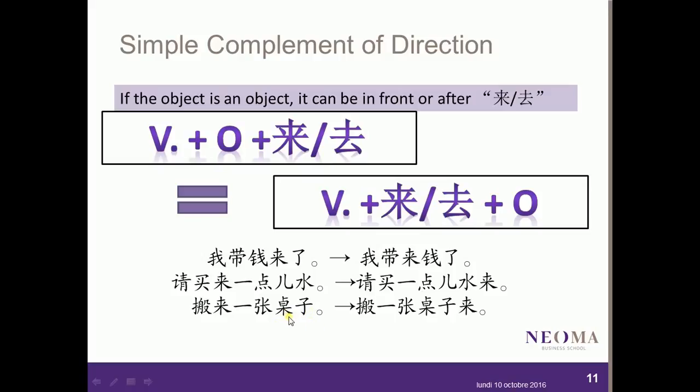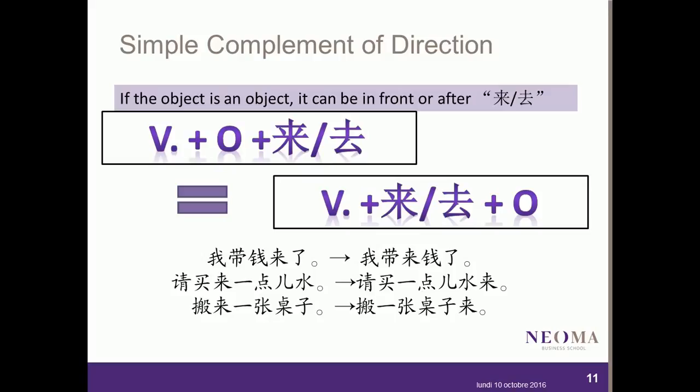So when you put these two nouns together, there's no connection between them. So what does that mean? You must need something, kind of like a glue, to glue the two objects together, either a location or a thing. Okay, so 搬一张桌子来教室, 买一点水去办公室. Both correct.